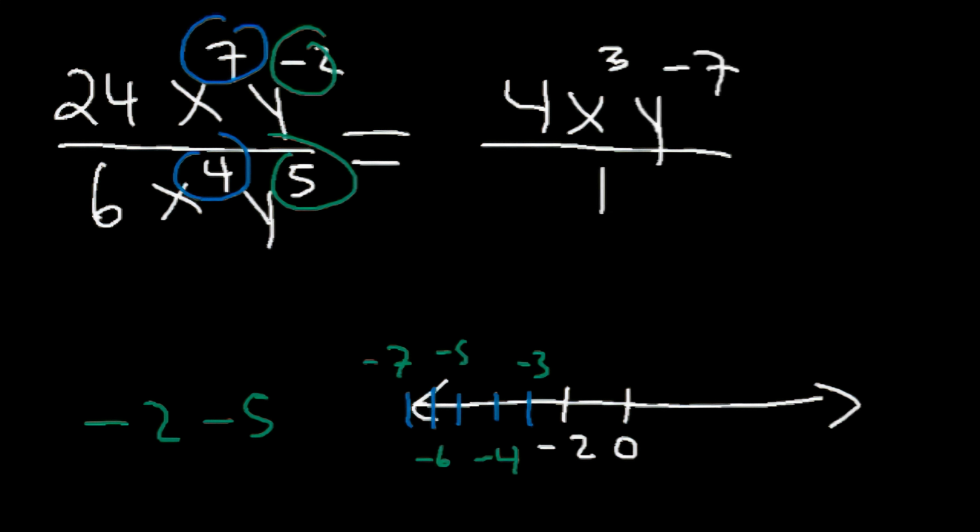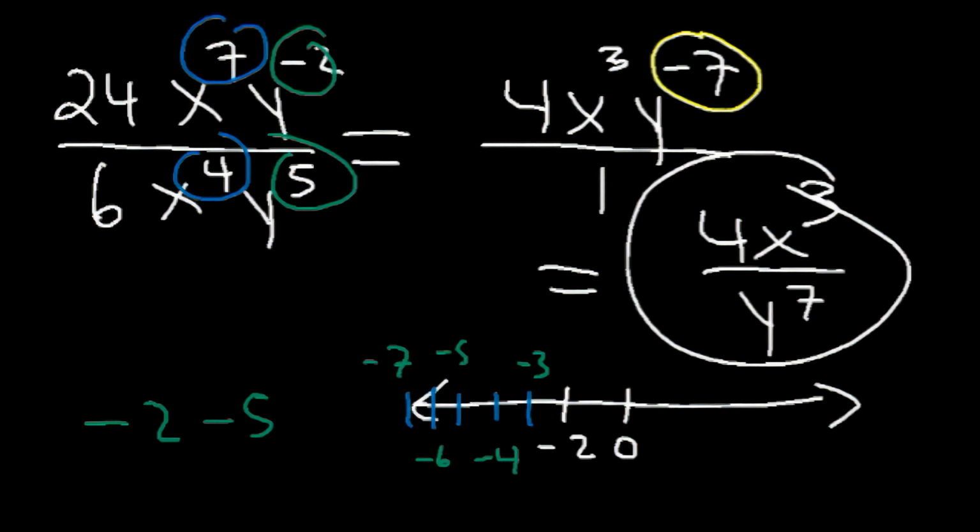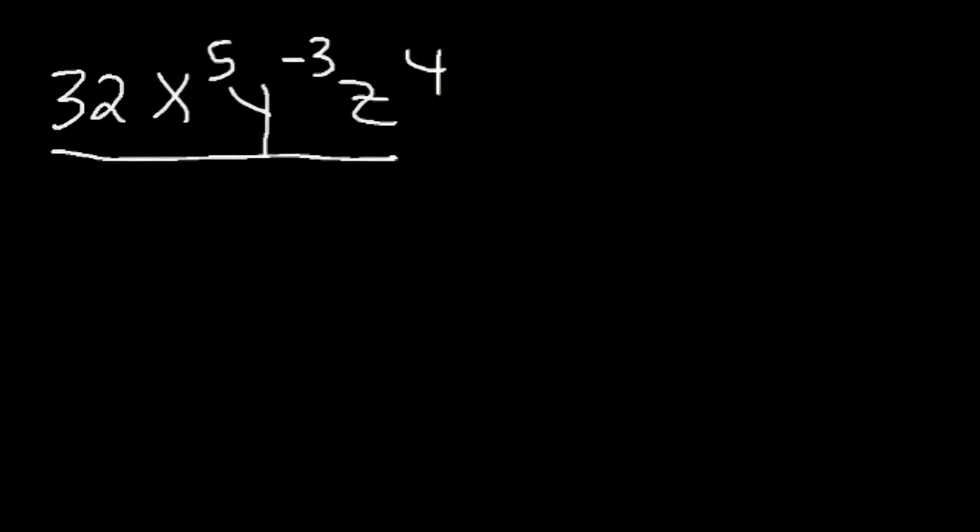So now, to make the negative exponent positive, we need to move the y to the bottom. So the final answer is 4x cubed divided by y to the 7th. Try this one. 32x to the 5th power, y to the negative 3, z to the 4th, divided by 40x to the negative 8, y to the negative 7, z to the negative 8.